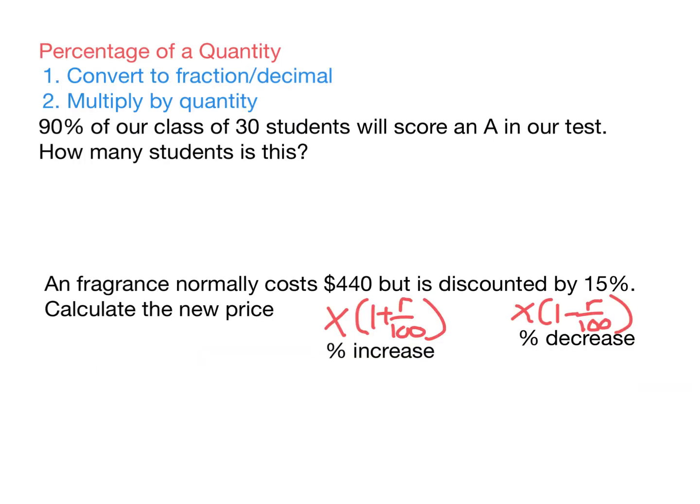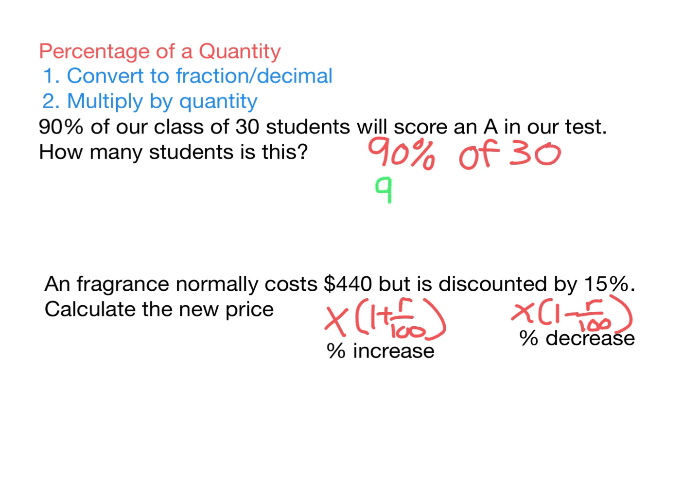All right, let's now move on to finding a percentage of a quantity. So a percentage of a quantity is kind of the opposite of what we were doing on the previous slide. On the previous slide, we were calculating the percentage, but here we know the percentage. We just convert it to a fraction or decimal and multiply by the quantity. So for example, let's say 90% of our class of 30 students are going to score an A in this maths test. And how many students is this? So we're just really being asked here to calculate 90% of 30. So we already know the percent this time, and we're calculating a quantity.